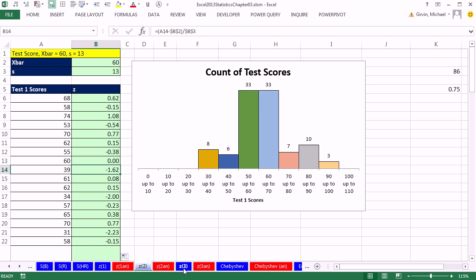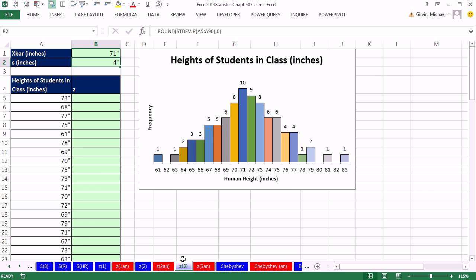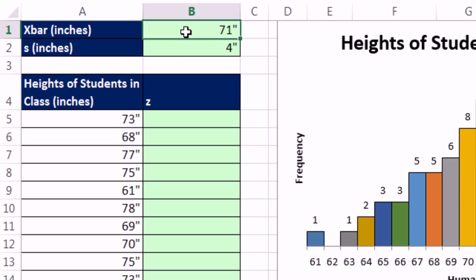Hey, let's go over to our next Z3 sheet. Hey, look at this. Here we got human heights here. The average height in inches was 71 inches with a standard deviation of 4 inches. All the particular x's, we want to see number of standard deviations away from the mean for each particular x. So we equal open parentheses particular x minus our x bar, and I'm going to F4, close parentheses, and we're going to divide it by the standard deviation. F4 to lock that. Control Enter. 0.50. Double click and send it down.